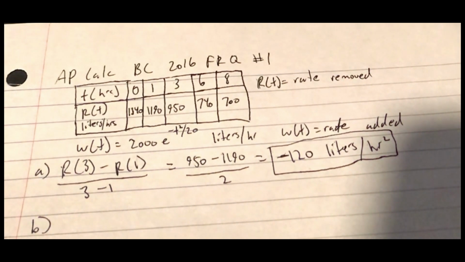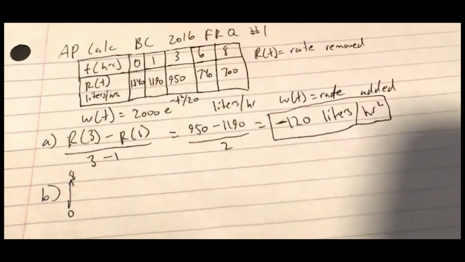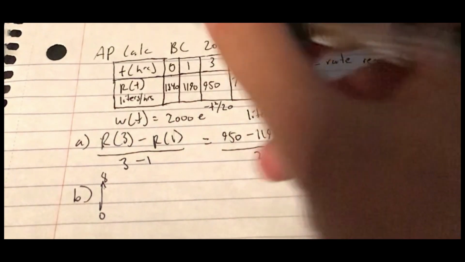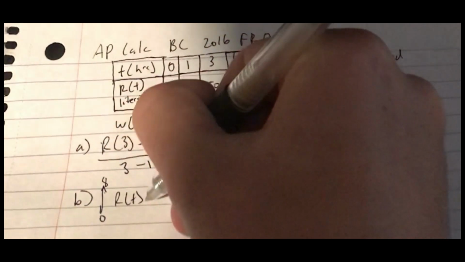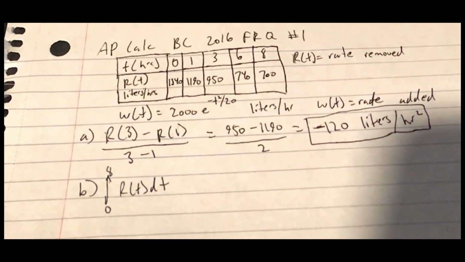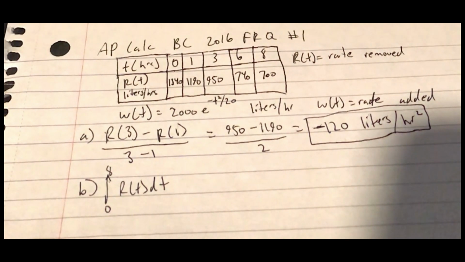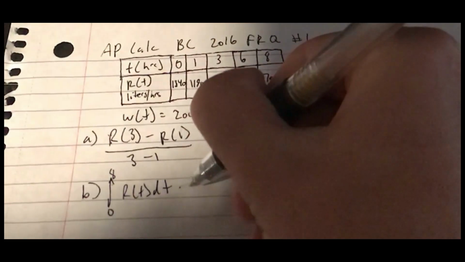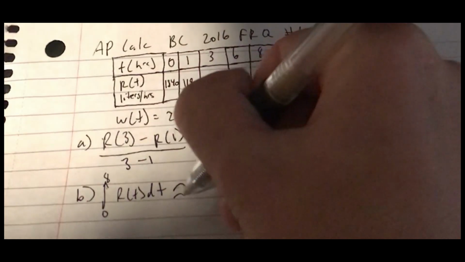Okay. So, the water removed is the integral from 0 to 8, because we want the change, and you'd find that with a definite integral from 0 to 8 of R of t dt. But we're just given this table, so we can't find the actual value of this integral. We can only estimate it, and they tell us to do this with a left Riemann sum. So let's do this.